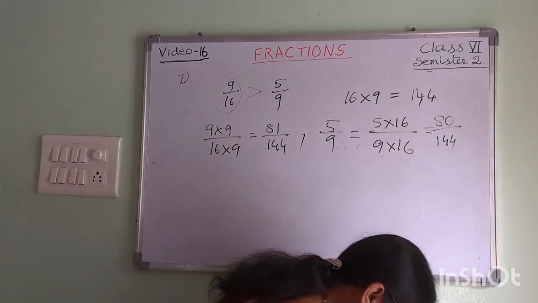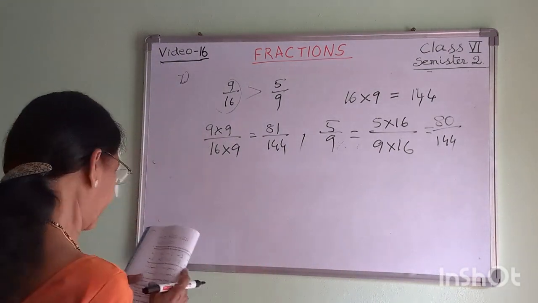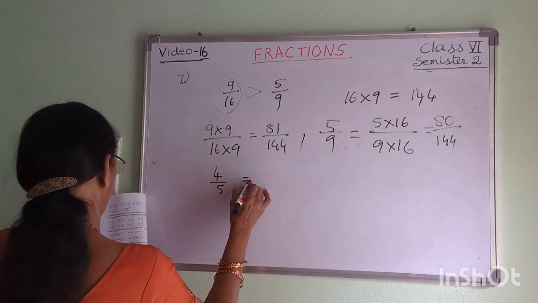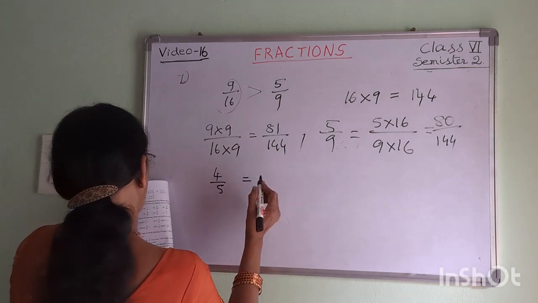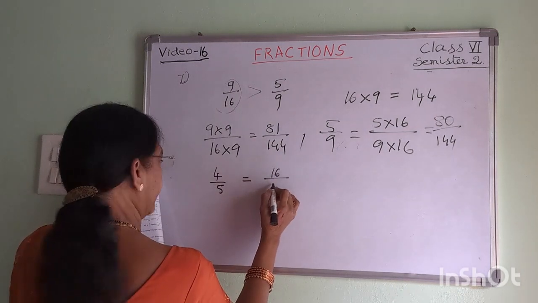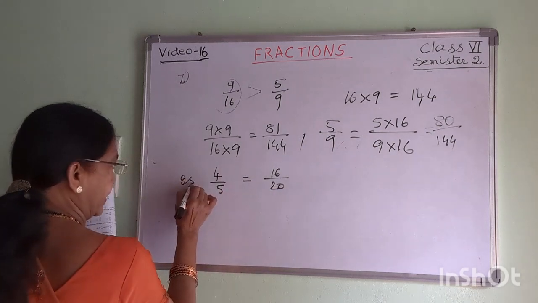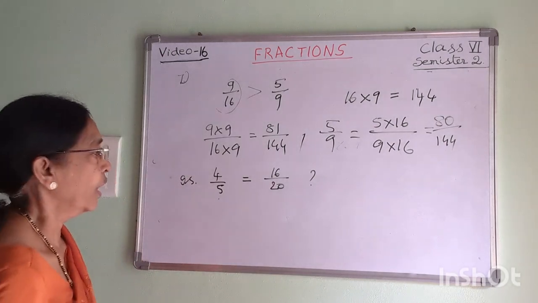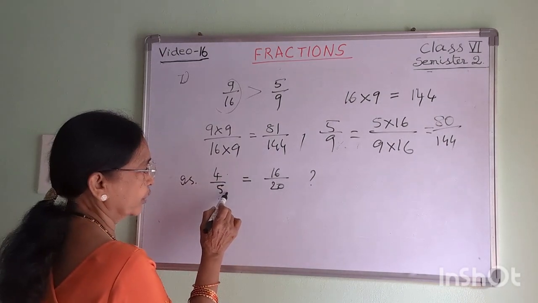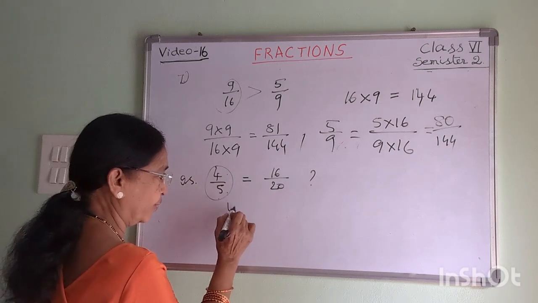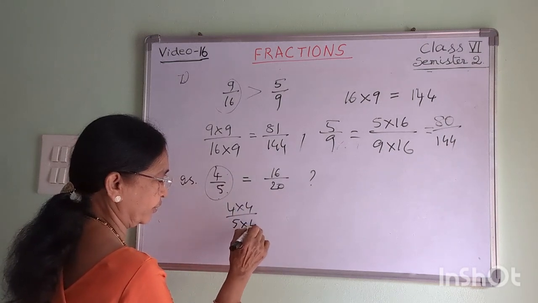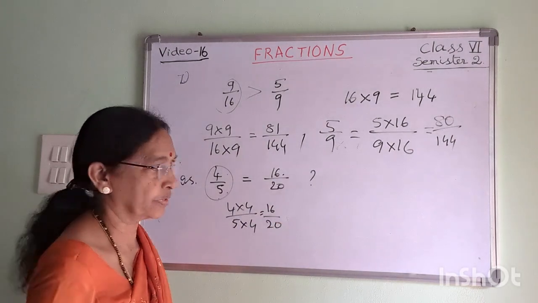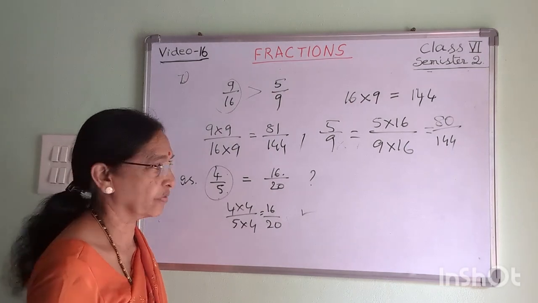Next bit: is 4 by 5 equal to 16 by 20? We can multiply both the denominator and numerator of this fraction by 4. 4 4s 16 by 5 into 4, 20. Therefore this is equal to 16 by 20. Therefore these two fractions are equal.